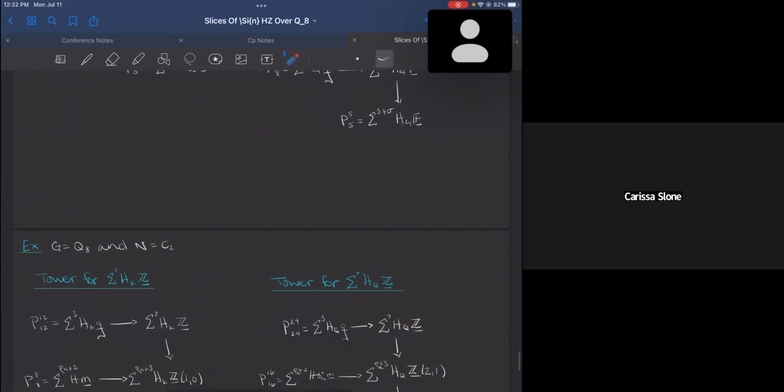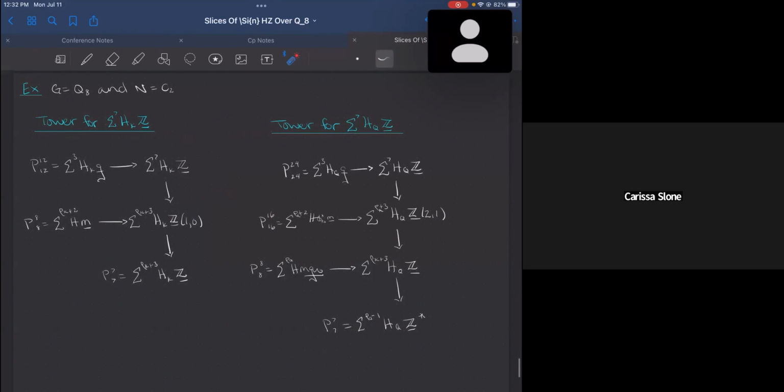All right, let's up the complication. Let's make it a little bit more complicated. So for example, if G is the quaternions and N is C2, well, Q8 mod C2 is Klein 4. So the tower for sigma 7 HKZ, so here we have our spectrum. It has a 12 slice, which is the 3-fold suspension of HKG. It has an 8 slice, which is a row K plus 2 suspension of HM. And then it has a 7 slice, which is a row K plus 3 suspension of HKZ.